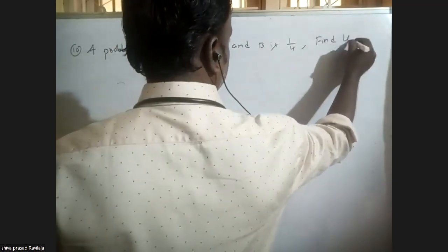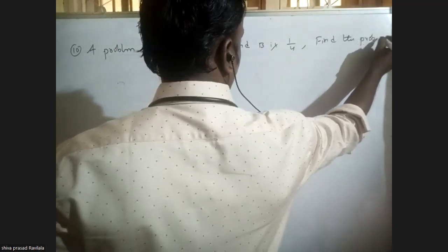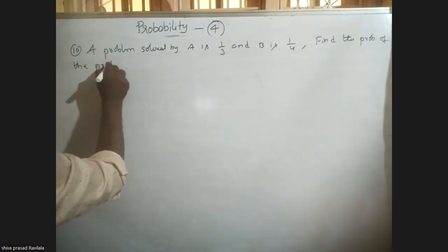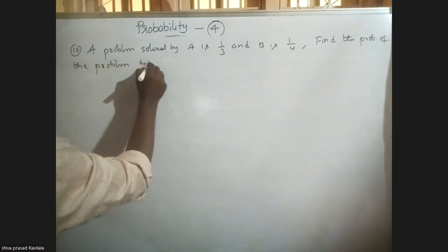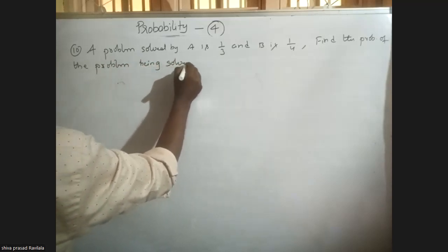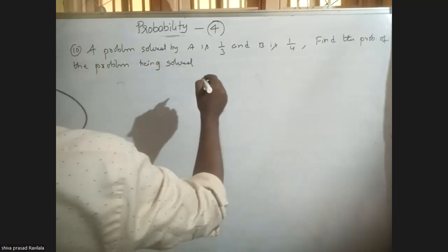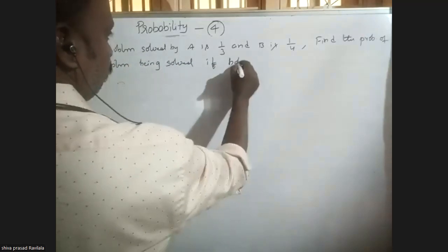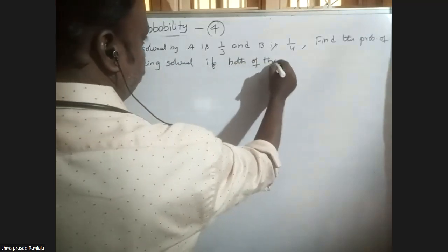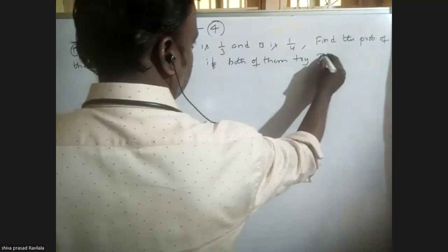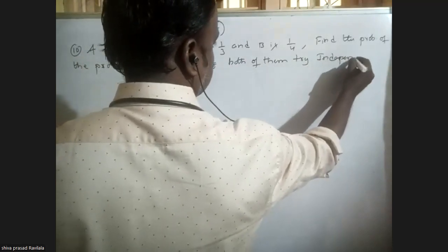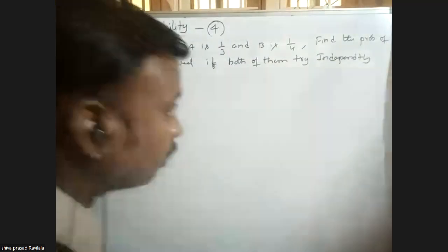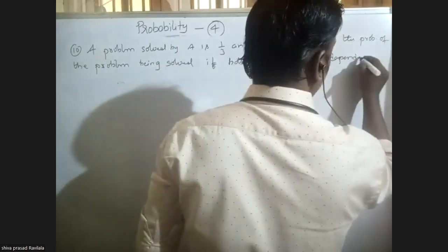Next, find the probability of the problem being solved, if both of them try independently. Anybody? Both of them try independently.